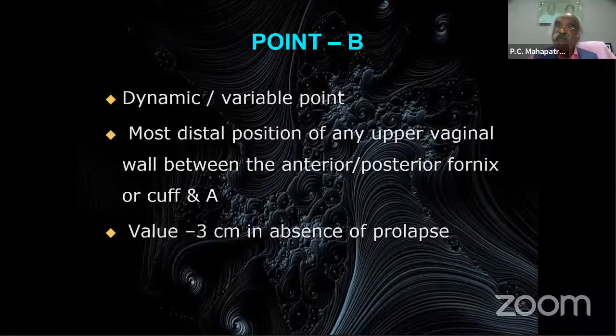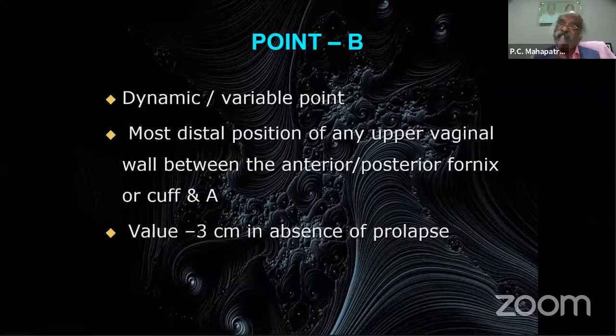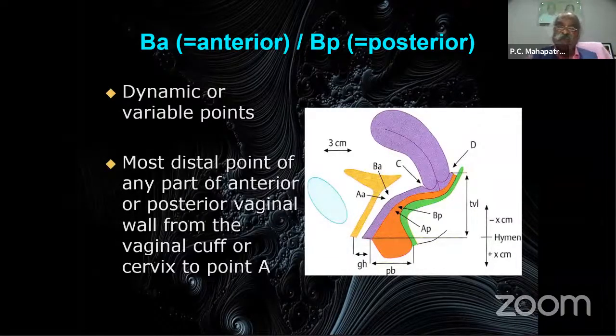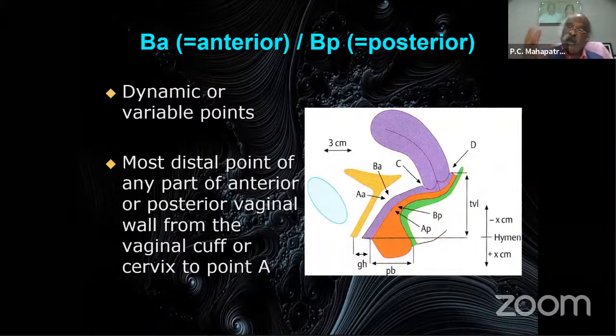What is point B? Point B is not fixed like point A. It is variable and dynamic. It is the most distal position of any upper vaginal wall between the anterior and posterior fornix or cuff and point A. This is important. If there is no distal protrusion, point A and point B are in the same plane, 3 centimeters proximal to the hymen. If any bulge occurs above point A up to the fornix, that changes from one place to another, that is point B, and its value is again -3 to +3. Remember, BA and BP are dynamic or variable points. It is the most distal point of any part of it. If there is a bulge in the anterior or posterior vaginal wall above point A and it falls down, it is point B, designated as a dynamic change point.